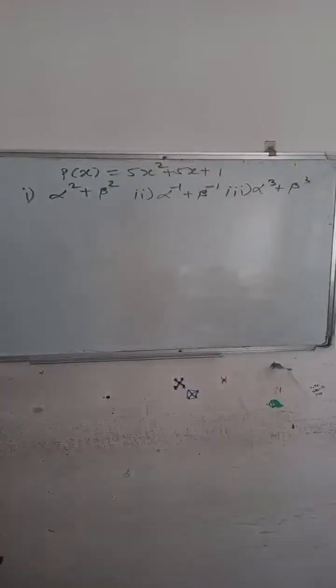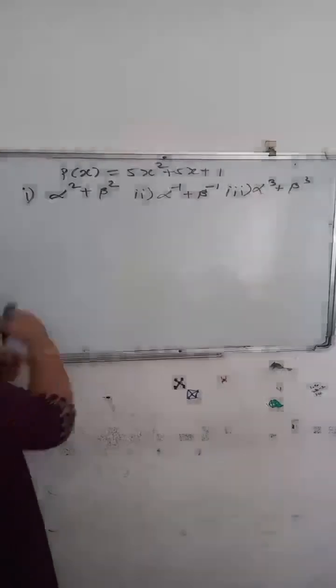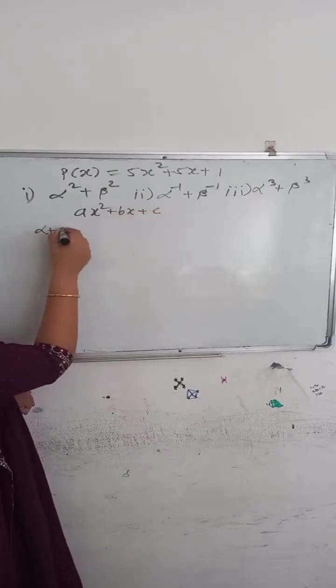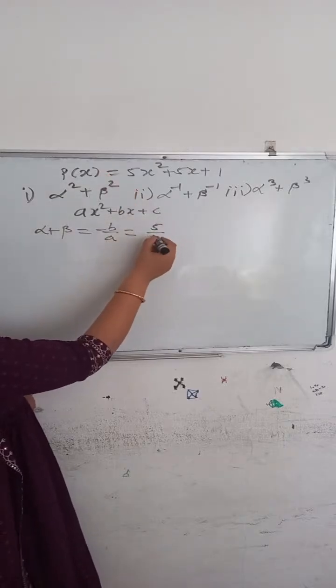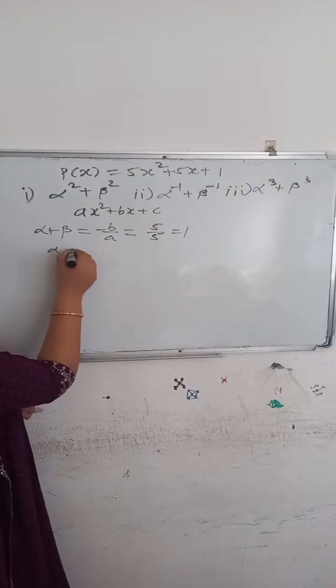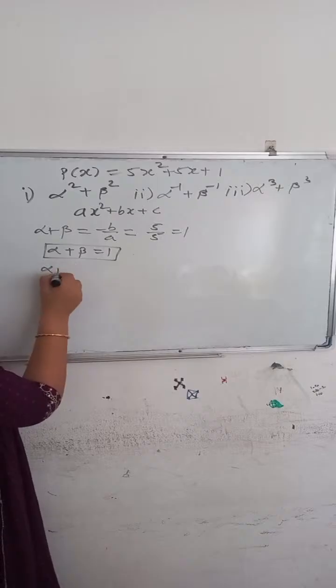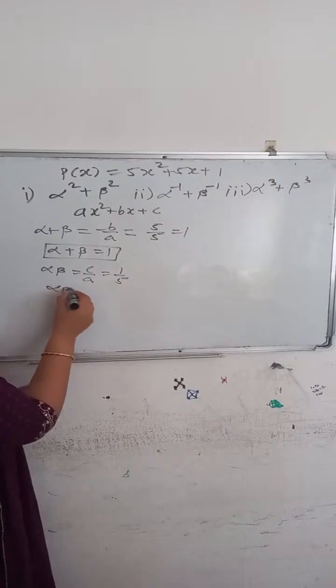So how can you find out this now? Here 5x square plus 5x plus 1. If you compare this polynomial with the standard equation ax square plus bx plus c, then the sum of the zeros is minus b by a. So minus b by a is 5 by 5, that is equal to 1. So alpha plus beta is 1, and alpha into beta is c by a, that is 1 by 5. So alpha beta is 1 by 5.